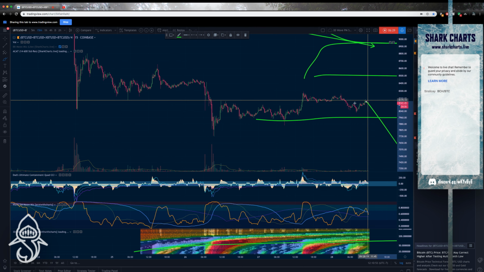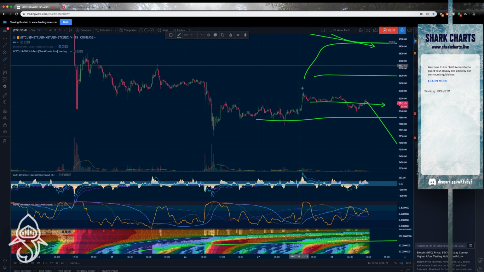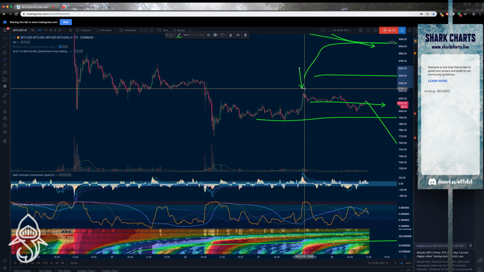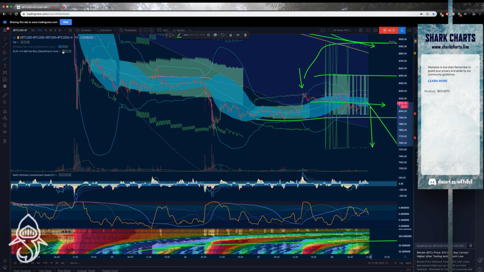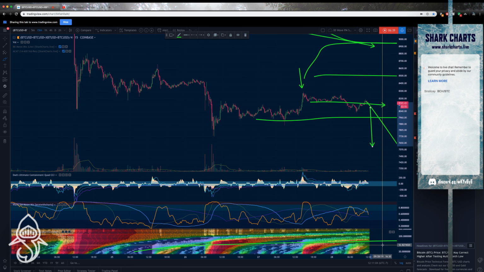You know, when we see this kind of compression after a short entry, I'm a little hesitant to stay in the position. Like, sure, we might get trend resumption. Oh, God, that's so ugly. I don't know what's happening there.